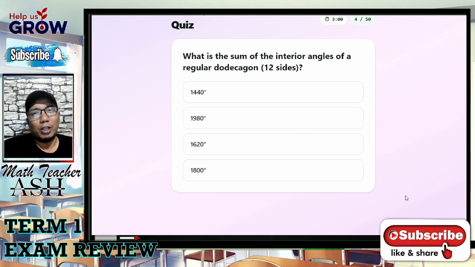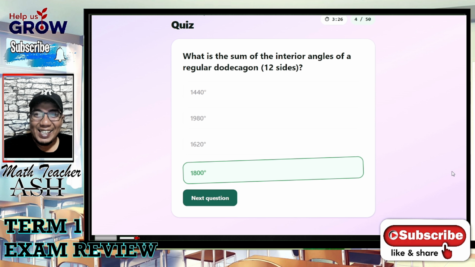Okay, so in order to solve this, my dear math learners, we need to follow a certain formula. That is n minus 2 times 180, where n is the number of sides. So basically, since we have a dodecagon, that is 12 minus 2, that would give us 10, and 10 times 180, that is 1,800. Let's check whether we are correct. Alright, easy, right? So now let us go to question number 5.